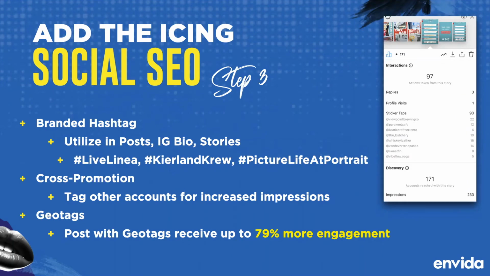Another aspect of social SEO is cross promotion. That's tagging other accounts for increased impressions. One thing that we've recently done for some of our clients is post an Instagram story that tagged local businesses like restaurants or fitness centers or boutiques that really showed that we were a part of the community and also showed our audience the neighborhood and what was around us.